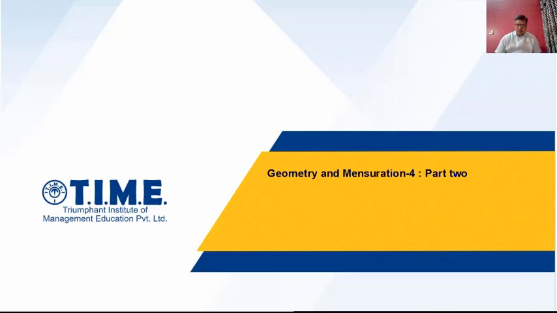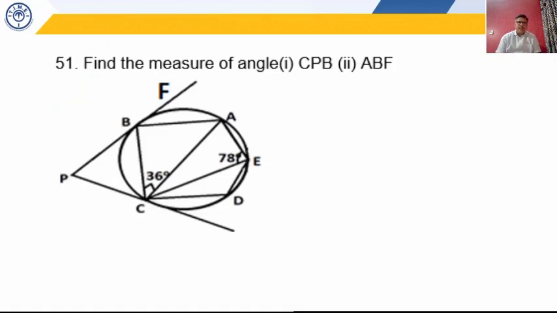So let us continue with the circles. In the last part we have discussed some important points related to circles, especially some notes related to angles of a circle, angle made by the chord, alternate segment theorem, right? Or minor arc, major arc, supplementary angle, etc. And we had just solved one question based upon the property, that was question number 50. So let us start with question number 51.